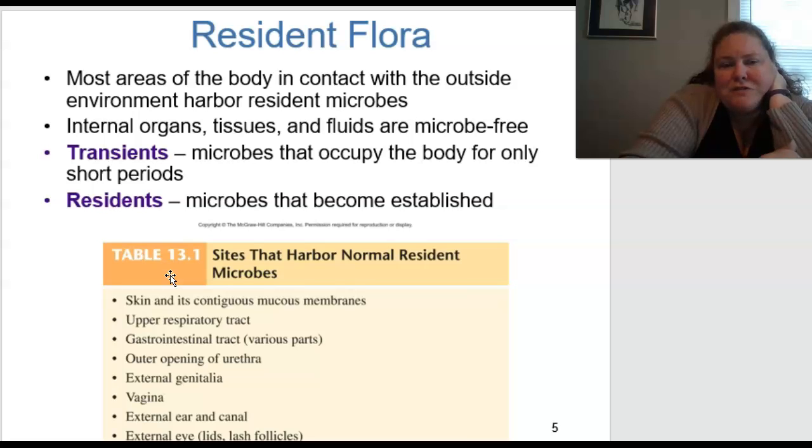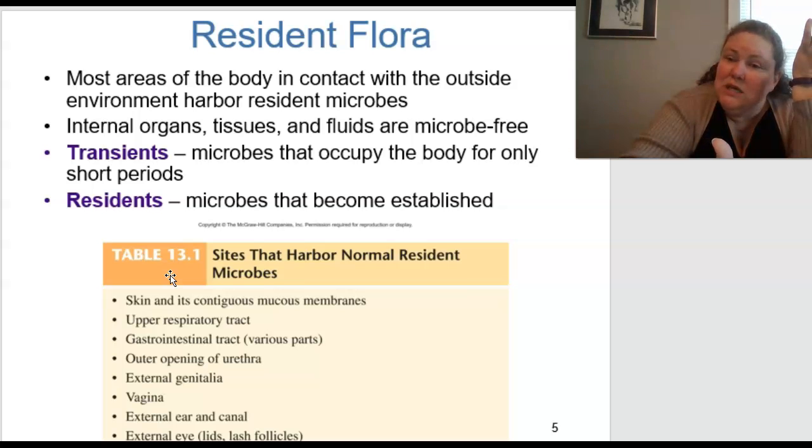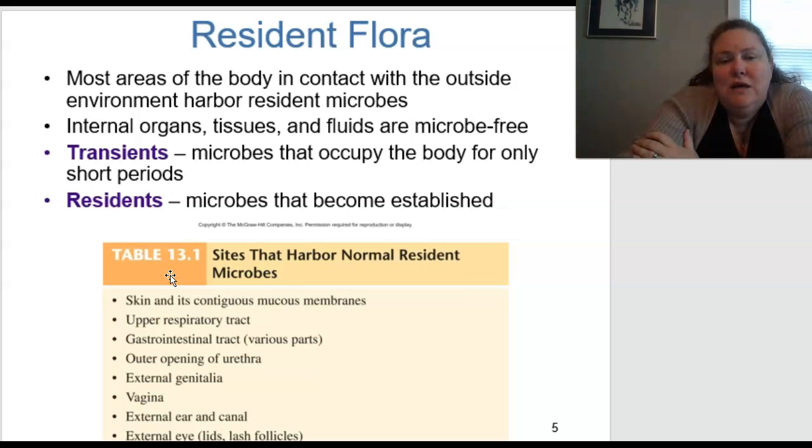Okay. We have transient microbes and we have resident microbes. So transients are microbes that occupy the body for only a short amount of time. So think of a transient person. They hop from place to place to place. Whereas residents, I am a resident of Big Rapids, Michigan, and I'm in this lovely house. And these are microbes that have become established.